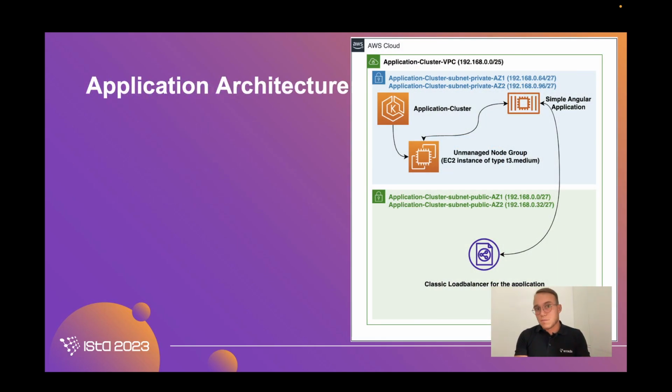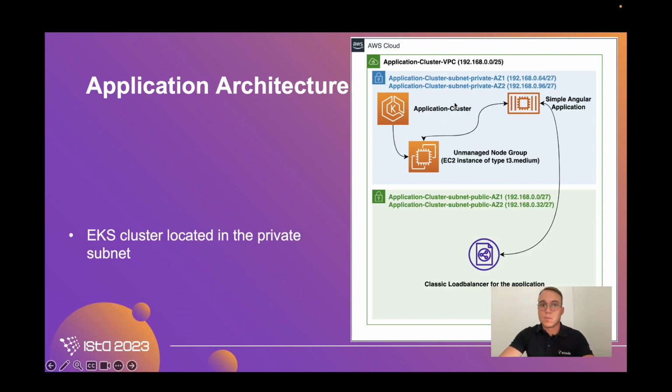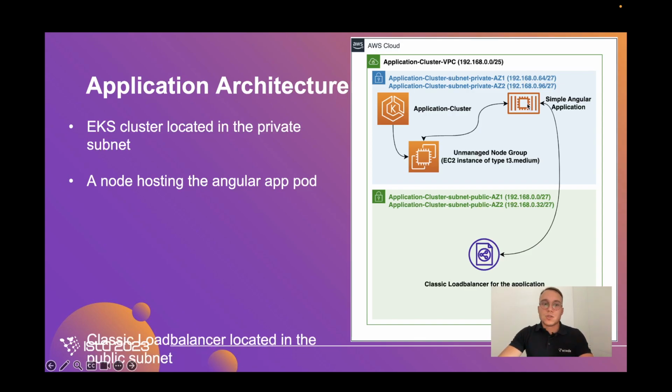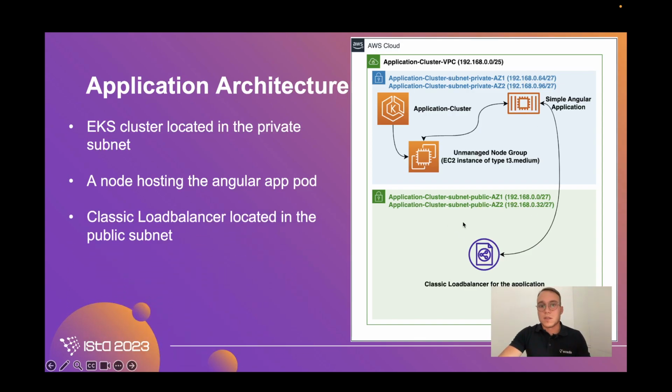I'm going to talk a bit about the architecture that we'll be seeing today. So we have an application cluster VPC that contains 4 subnets in total. 2 of them are private and 2 of them are public. In the private subnet that we can see on the top, we will have our EKS cluster, a node which will be hosting our simple Angular application, and a classic load balancer that will be located in the public subnet and it will expose the traffic to us.